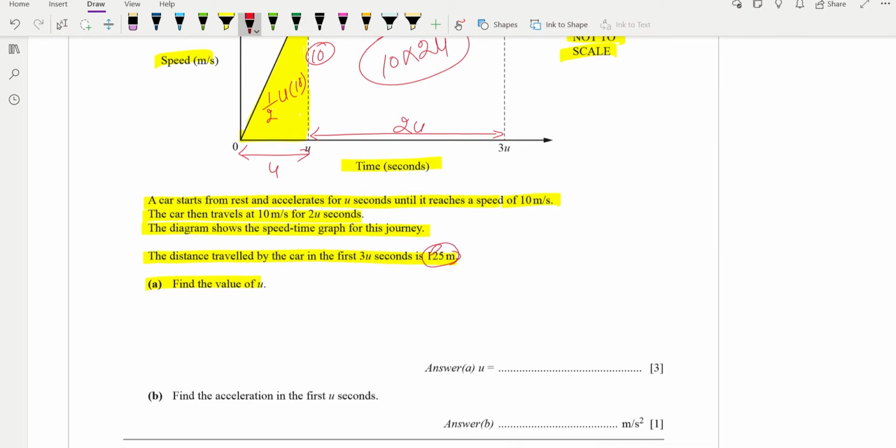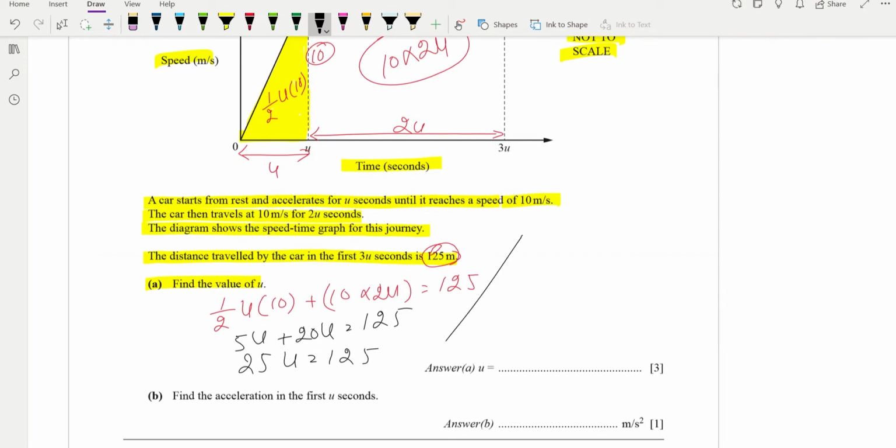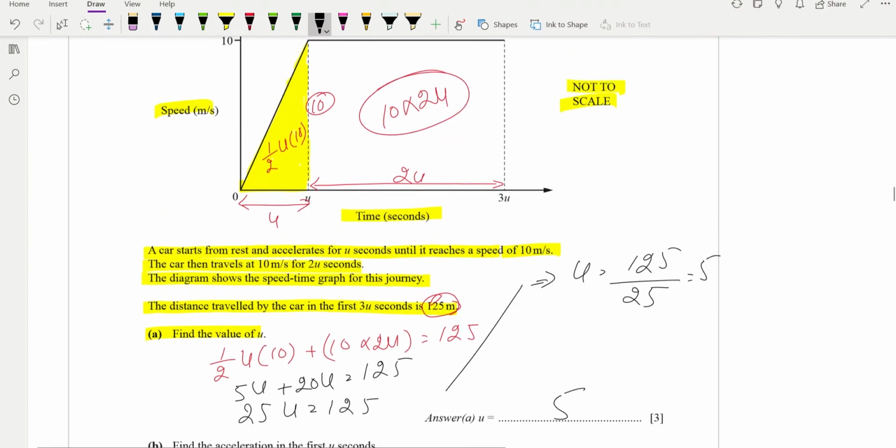So we can write the equation 1 by 2 u into 10 plus 10 multiplied by 2u is equal to 125, and we can simplify this equation. This will be 5u plus 20u is equal to 125. So 25u is equal to 125, and this implies u is equal to 125 over 25, which is equal to 5. So the answer will be 5. The u value is 5, so it means this is 5 and this is equal to 10.